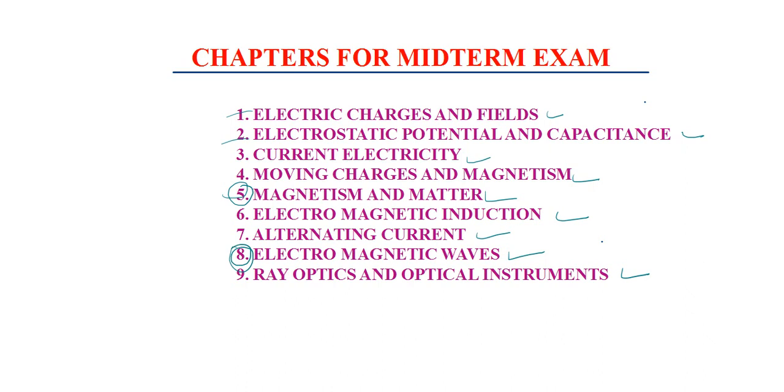You should read all the chapters completely, and I will tell you which topics are very important. But magnetism and matter and electromagnetic waves are very small because a lot of topics are removed from these 2 chapters. So just concentrate on a few questions on magnetism and matter and electromagnetic waves. Let us go for the discussion of the very important topics in individual chapters.